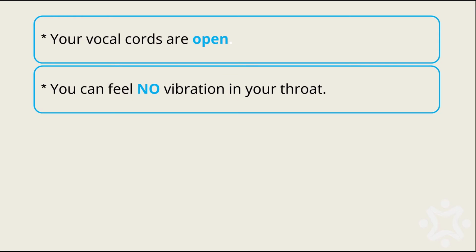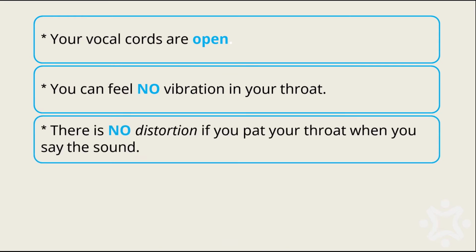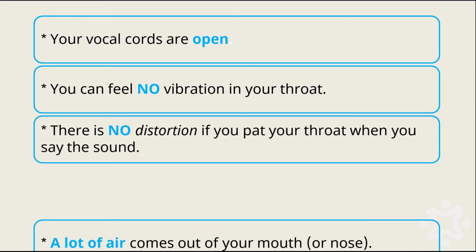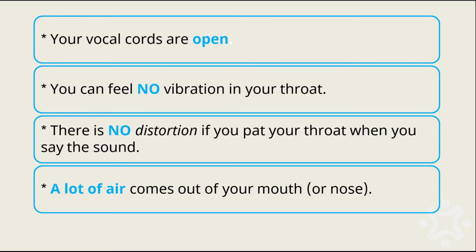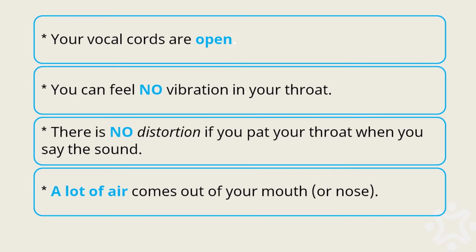You can feel no vibration in your throat. There is no distortion if you pat your throat when you say the sound. A lot of air comes out of your mouth or nose.